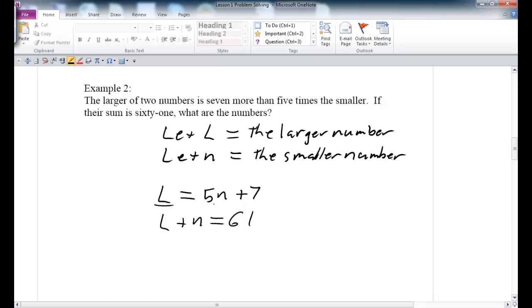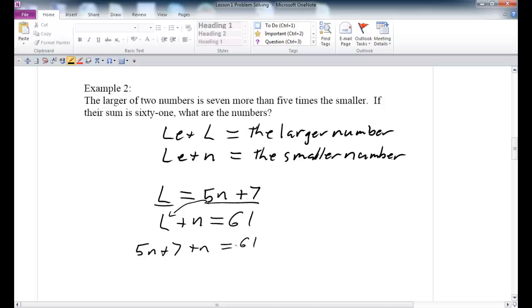We said L equals this, 5n plus 7. So let's substitute that in for L, if that's what L equals. And we get this: 5n plus 7 plus n equals 61. Using two equations like this is usually called a system of equations.